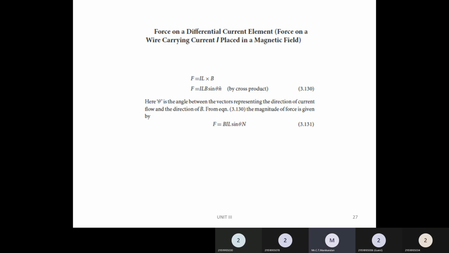So when you take the cross product, you will get F equal to ILB sin theta n cap. So in generalized form, we can say F equal to BIL sin theta Newton, where B is the flux density, I is the current and L is the length of the conductor, and theta is the angle between the flux and the length of the conductor.